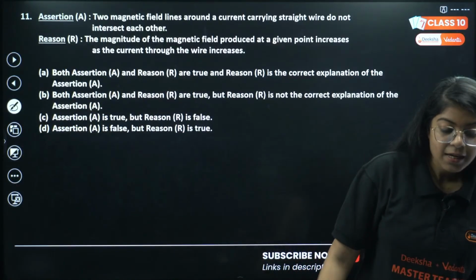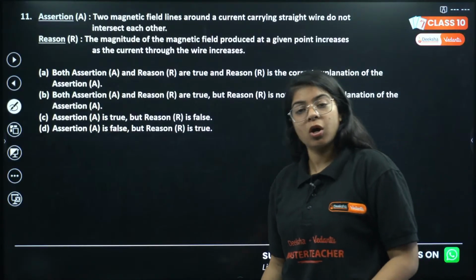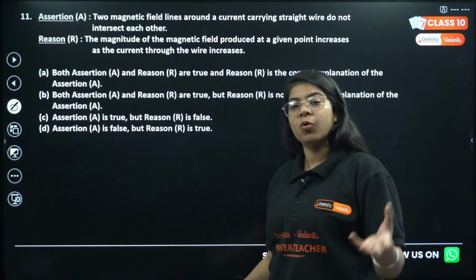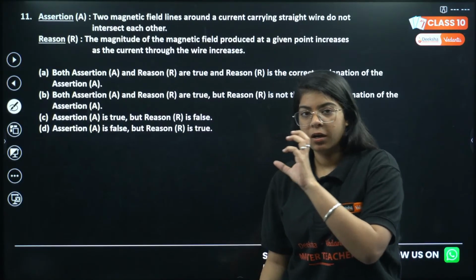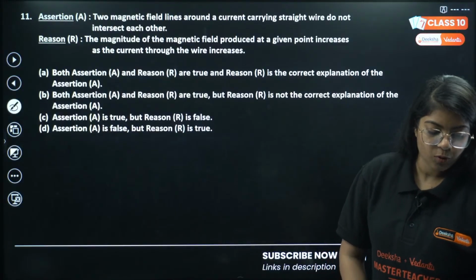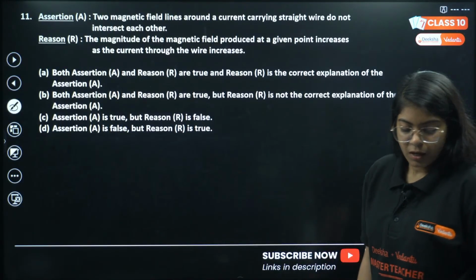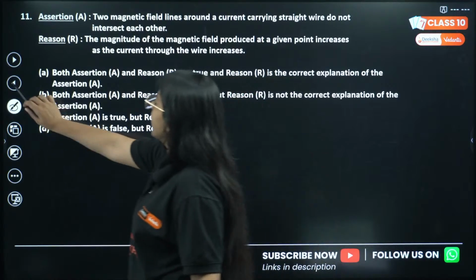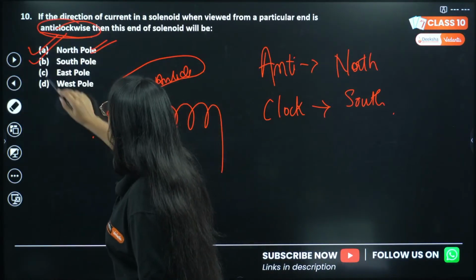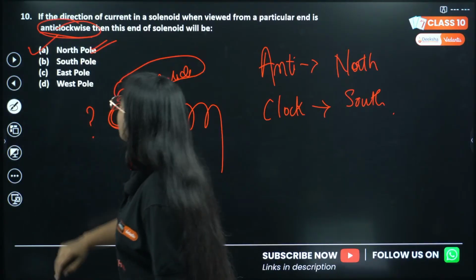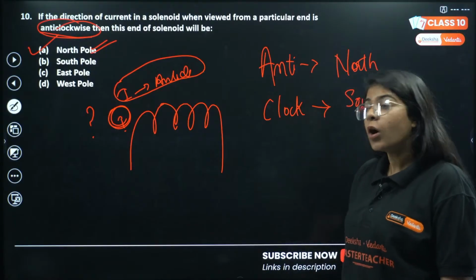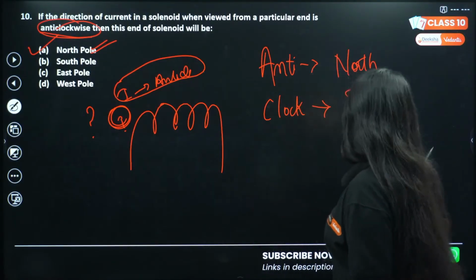No, the answer is actually A, that is north pole. In case of anti-clockwise, you will get north pole on that particular end. North pole, it's north pole, Pankaj. For anti-clockwise, A, this one, north pole. Okay, I can see why you're getting confused. Correct now? The answer is north pole for anti-clockwise current.